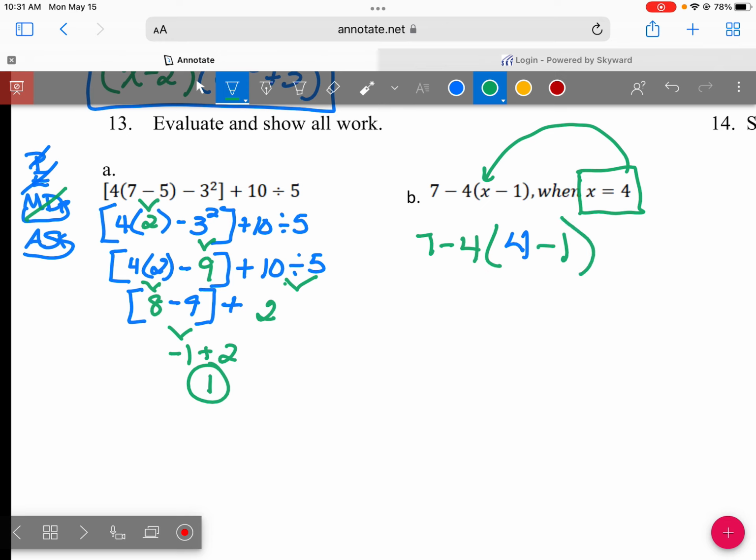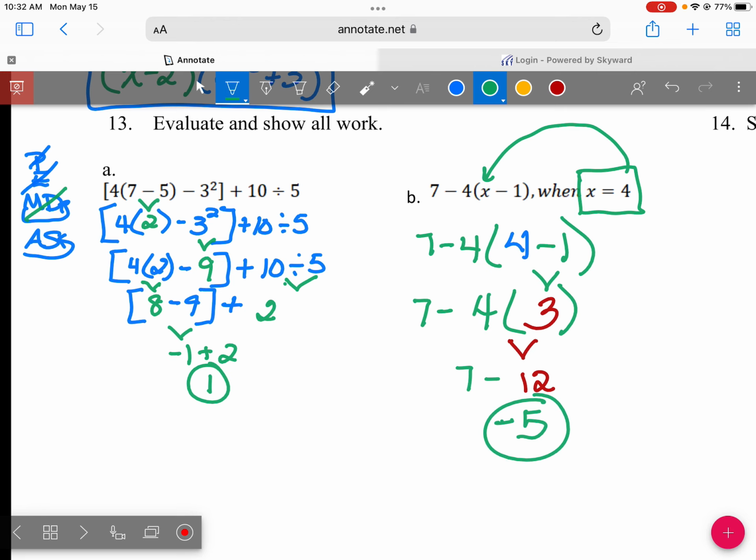So then now it's a new order of operations problem. Do I have any parentheses? Yes. 4 minus 1 is 3. So then I have a 4 here. I have a 7 minus. Do I do subtraction or multiplication? Multiplication is 12. And then 7 minus 12, negative 5.